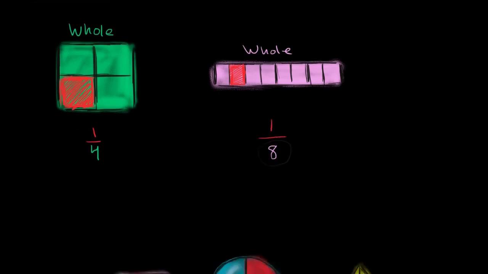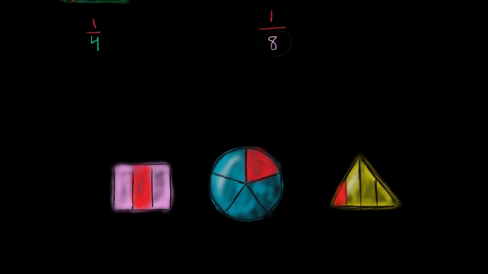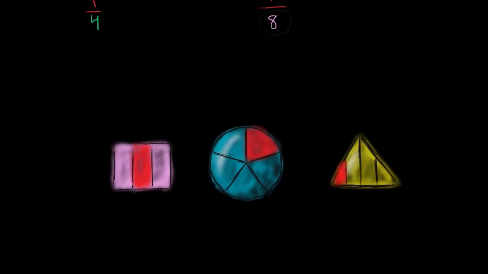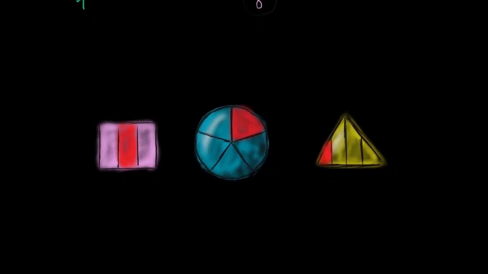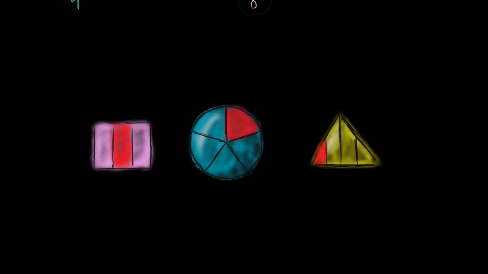Now let's look at a few more examples where I've shaded them in ahead of time. And what I want you to do right now is pause the video and either in your head or on a piece of paper, write down, if you consider this purple thing the whole, what fraction does this red part represent? If you consider this blue part the whole, what fraction does this red part represent? If you view this yellow triangle as a whole, what fraction does this red part represent? And so I encourage you to pause the video now.